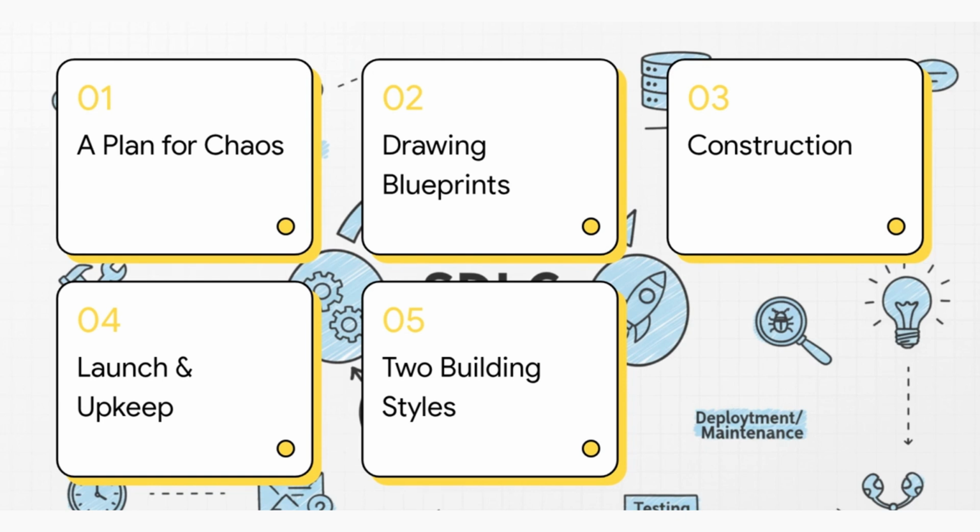So, here's our game plan for today. First, we'll talk about why you need a plan to avoid that digital chaos. Then we'll see how the blueprints get drawn, followed by the actual construction and inspection. After that, we'll cover the big launch and how to keep things running. And finally, we'll look at two very different building styles you've got to know about.